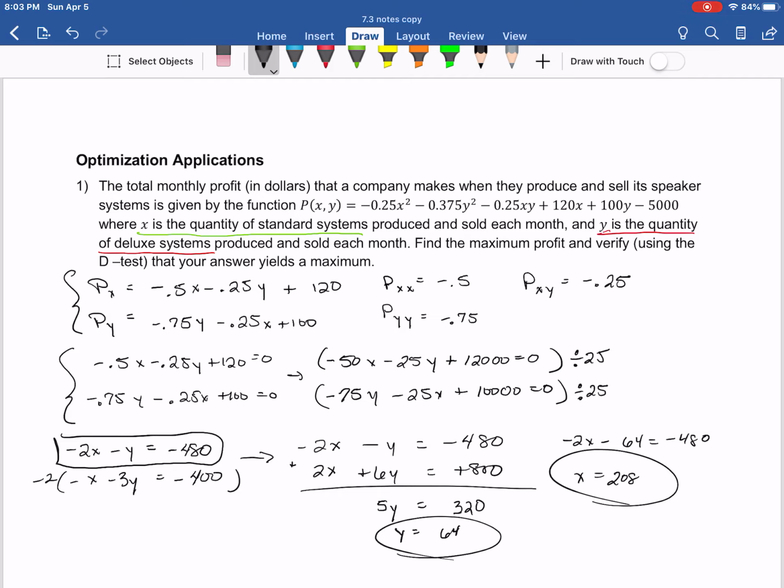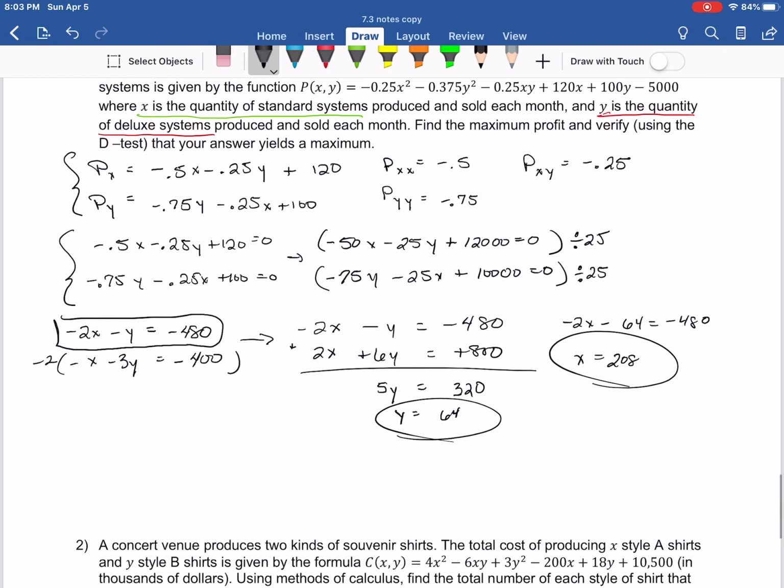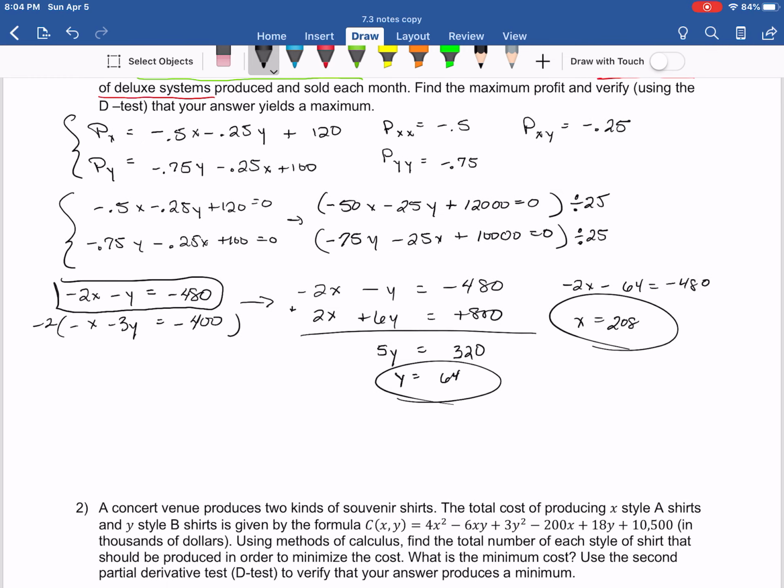X refers to how many standard system speakers we want to produce and sell, and Y represents how many deluxe systems, which is going to be 64 in this case. Now we're going to verify that your critical point, 208, 64, does indeed give you a relative maximum, to give you that maximum profit.